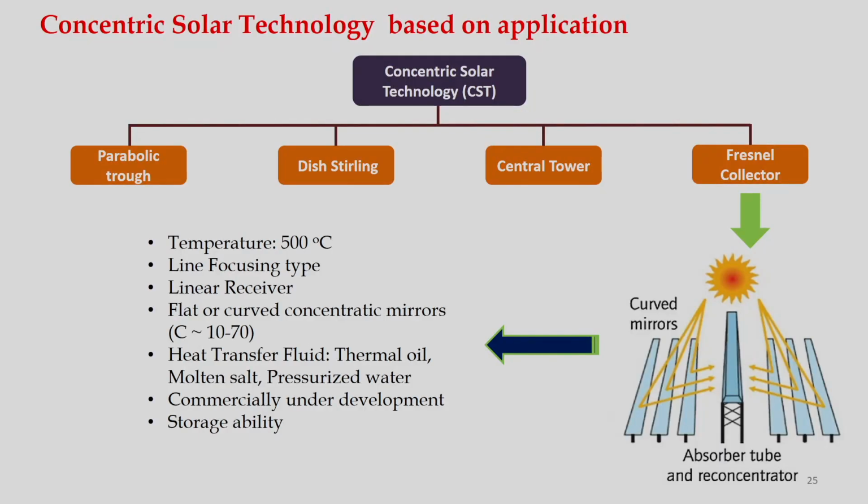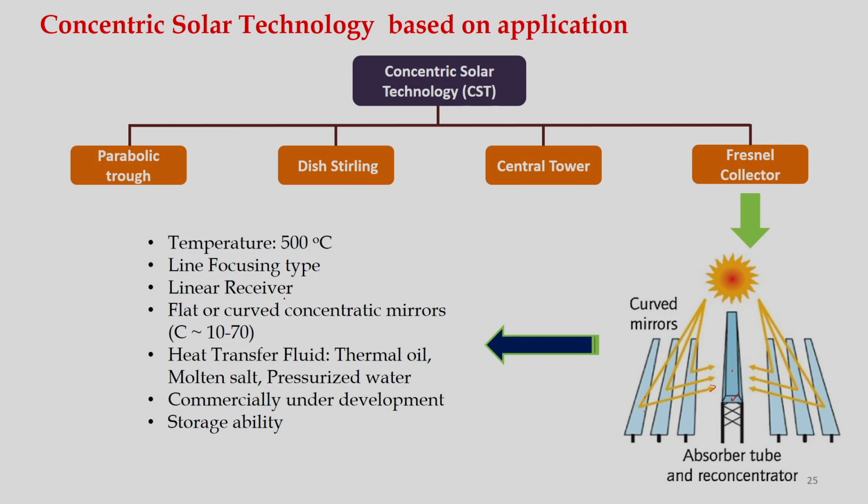And let us discuss the last technology called Fresnel collector. Okay. So, as you can see, these are the curved mirrors and the receiver is here. So, solar radiation is received here and is reflected to the receiver. Okay. So, here the temperature can go up to 500 degrees Celsius, and it is a line focusing system. Okay. It is a line, not a point, it is a line.